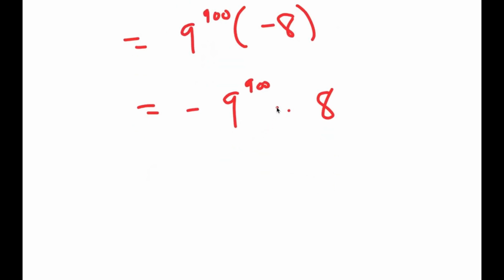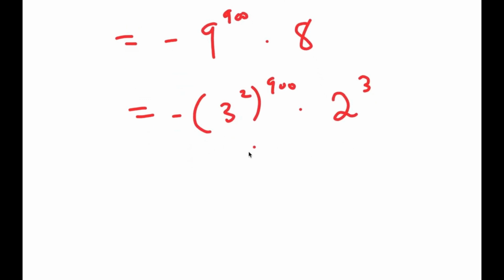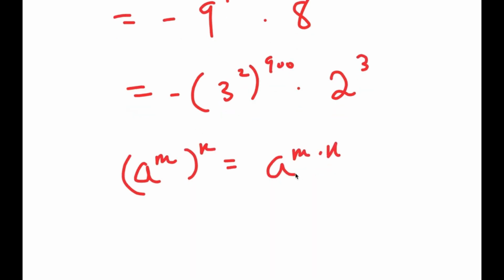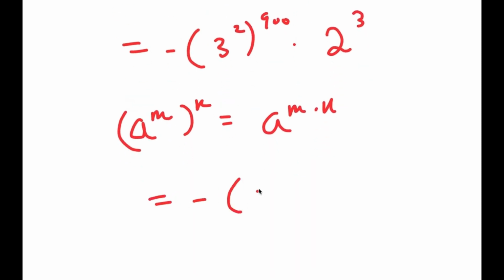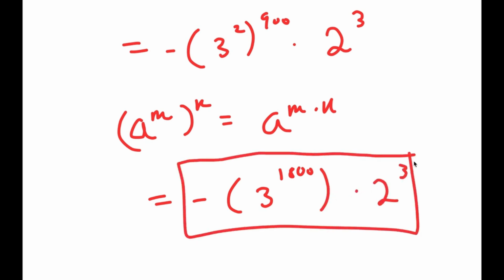And to fully simplify this, I'm going to rewrite 9 as 3 squared, so I get negative 3 squared to the power of 900. And I'm going to rewrite 8 as 2 to the power of 3. And if I have something in the form a to the power of m to the power of n, this is equal to a to the power of m times n. So I get negative 3 to the power of 1800 times 2 to the power of 3. So this is my solution.